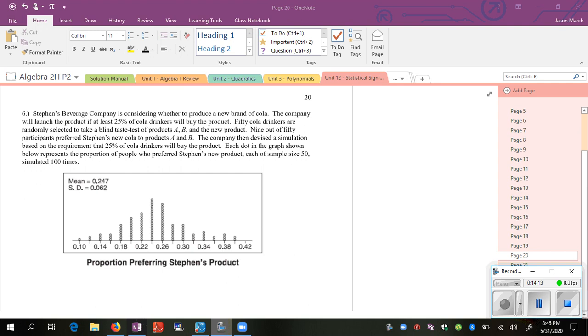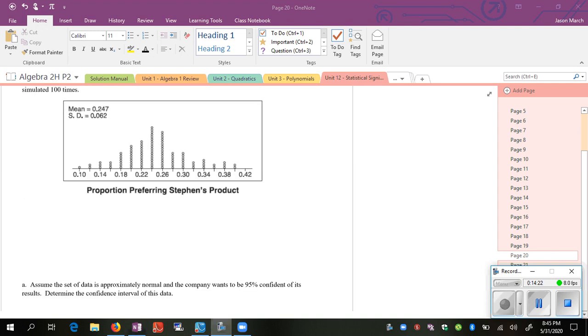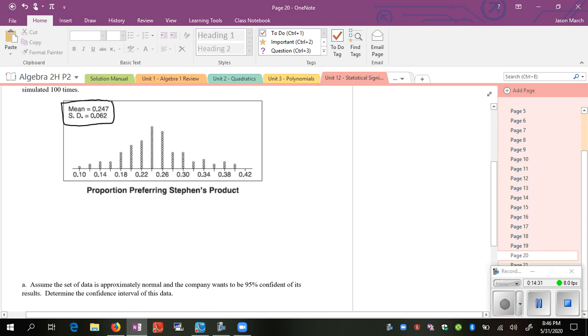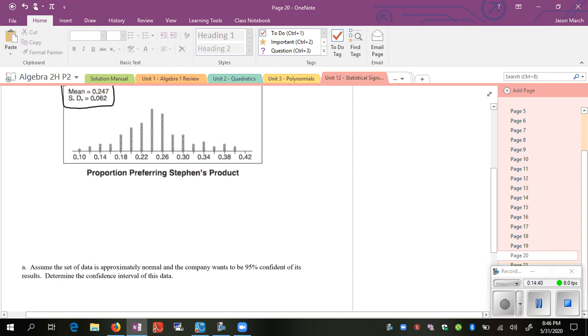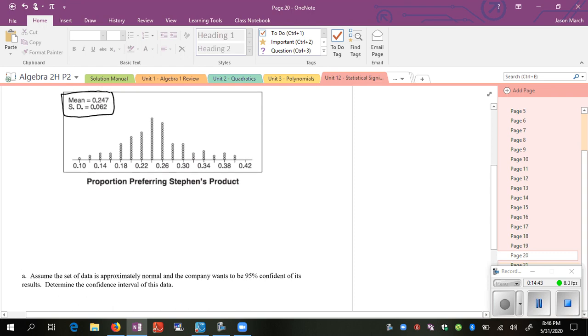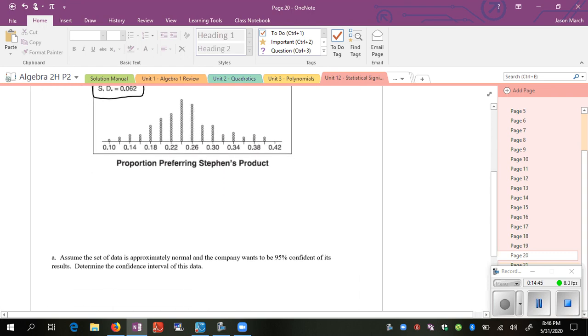Okay, one more question that we'll do together. Again, if you want to pause it, take a second to read it. I'm going to go ahead and get started on this. You may have recognized that we have this information here without even really reading into the question. We are fairly confident that we could just use that information to answer it. You can even see it says, determine the confidence interval of this data. So we're using the simulation, so we're going to be going 2 standard deviations above and below the mean.